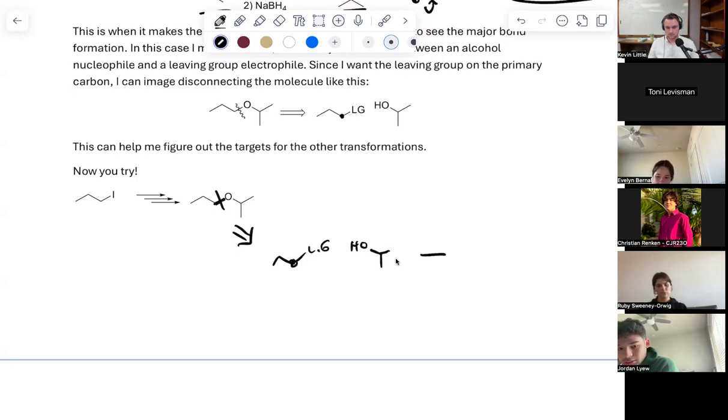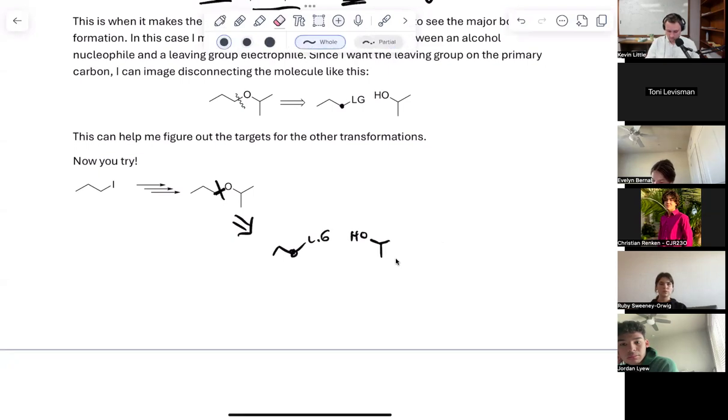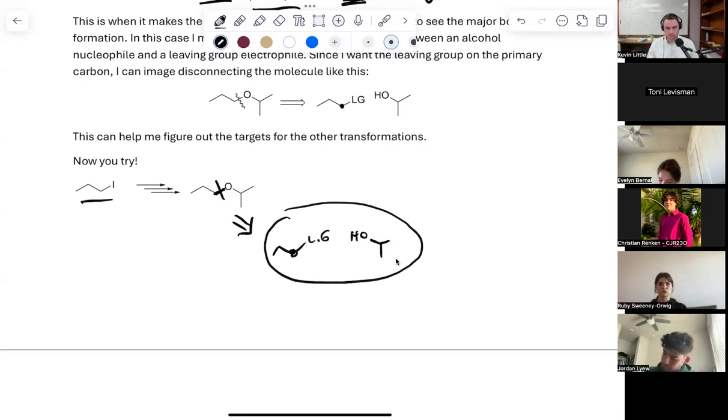Do you guys see that? Is that visible? So once I have this, then I need to plan using my starting material. How do I get here? So I see that I already have a leaving group on the end carbon. So I already have this. That's a check. I've done that. Then now I just need to make this, which I don't have.